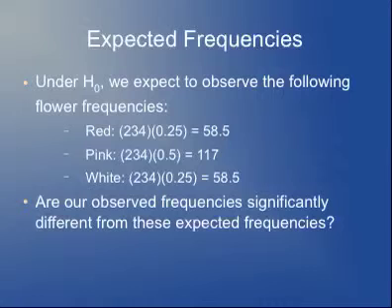So the first step to performing this type of chi-square test is to compute the expected frequencies under the null hypothesis. Under H0, if we plant 234 flowers, we would expect to observe 234 times 0.25, in other words 58.5 red flowers, 234 times 0.5 or 117 pink flowers, and likewise 58.5 white flowers.